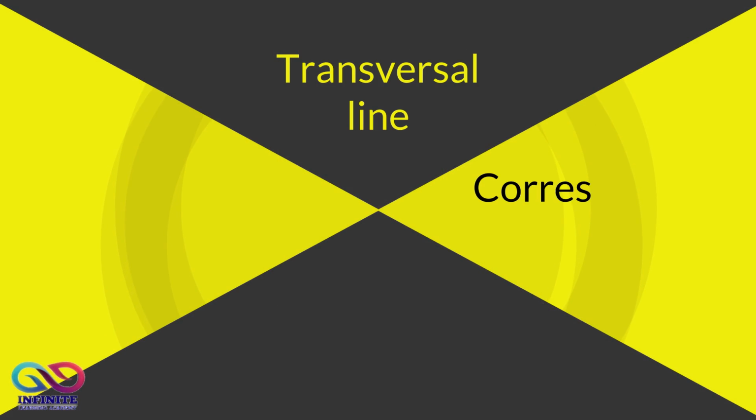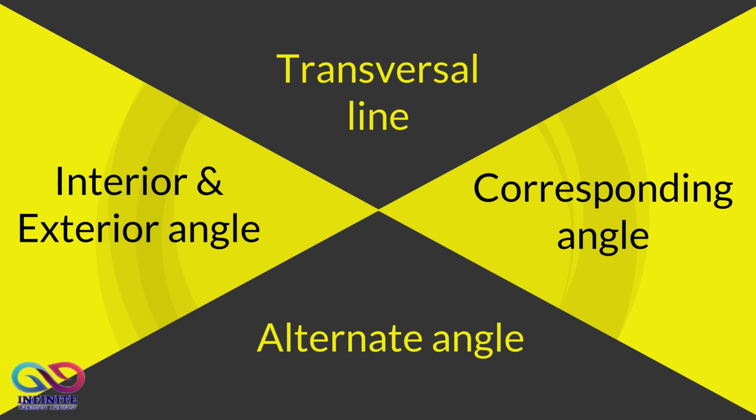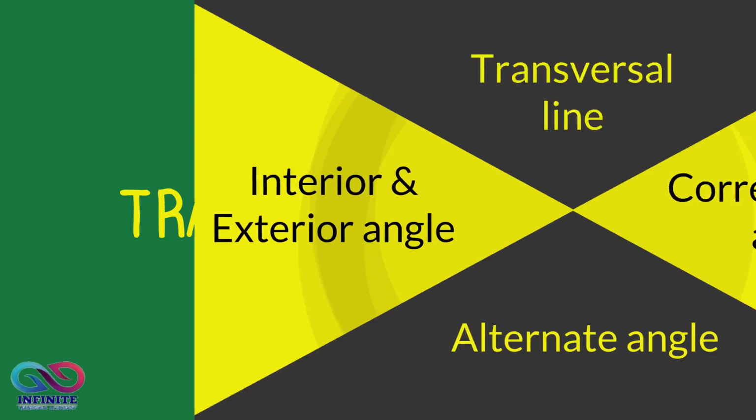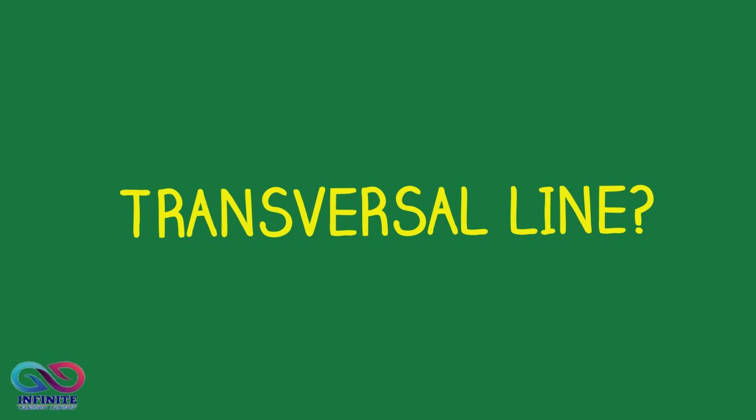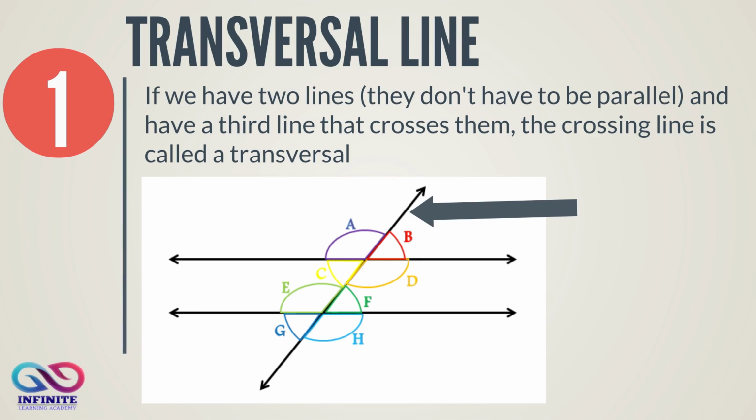Now, let's begin our topic today. In the first part of the topic, we will learn how to identify transversals, corresponding angles, alternate angles, interior and exterior angles. Let's begin with the transversal line. What is a transversal line? If we have two lines, they don't have to be parallel, and have a third line that crosses them, as in the figure shown, the crossing line is called a transversal.